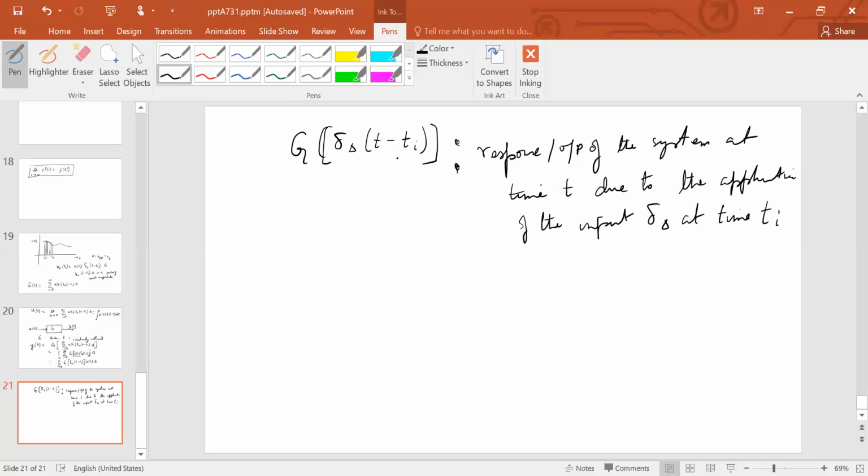Otherwise, for every pair, if you want to find out the response or output of a system at time ti due to an input applied at time tj, you generally denote it as y of t, sorry.